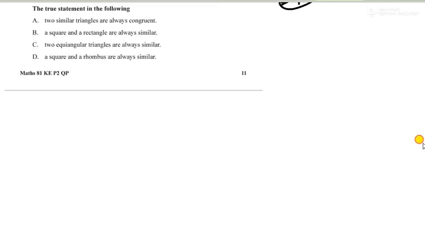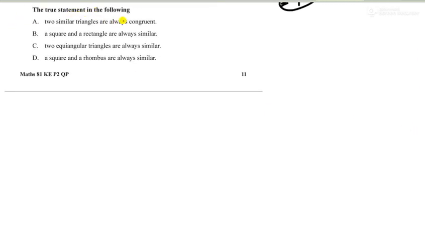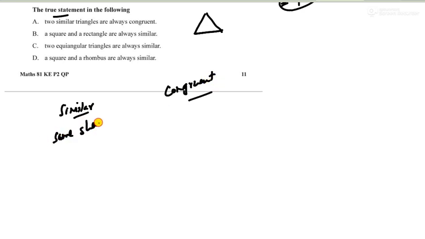Next is question number 30. Which of the following is a true statement? Two similar triangles are always congruent. Okay, two similar triangles. First, let me write it here. Similar and congruent. You should know the difference. Similar means same shape but different size.